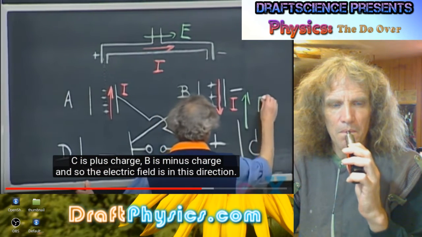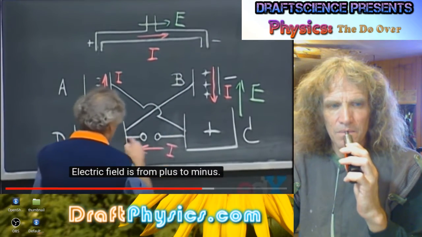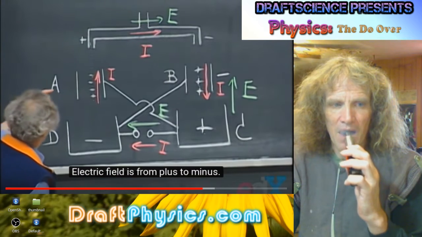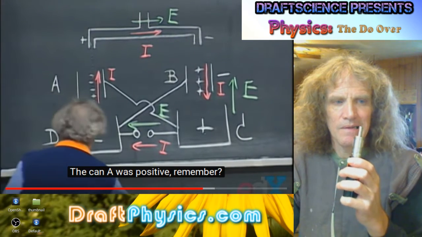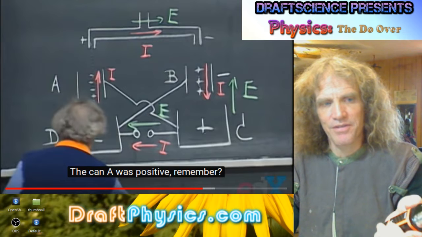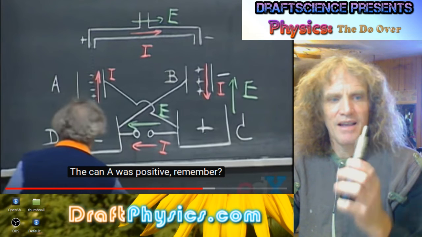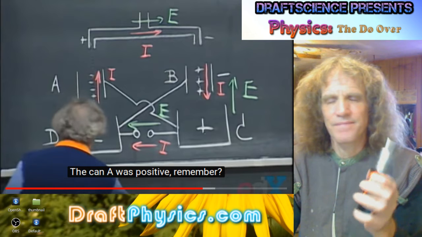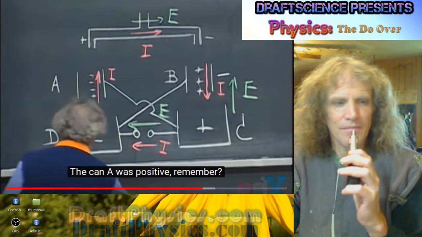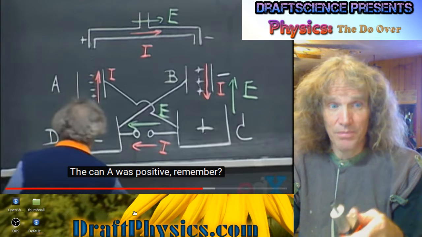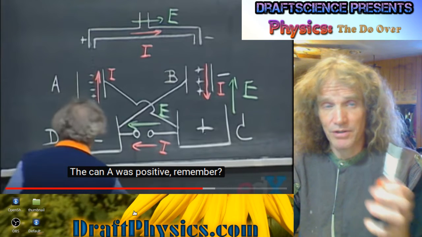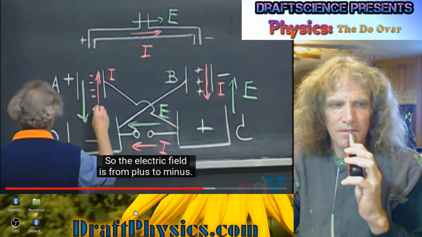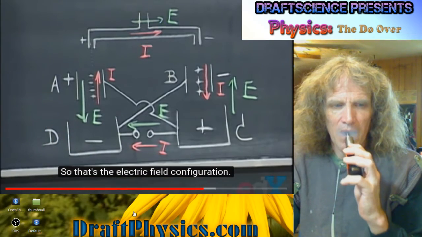And so the electric field is in this direction. Electric field is from plus to minus. This is plus, this is minus. So the electric field is in this direction. The only place where there's going to be an electric field is between can C and D. All the rest of this stuff, there are no fields. There's either pressure or no pressure. There's current or no current caused by pressure. It was positive, remember? So the electric field is from plus to minus. So that's the electric field configuration.